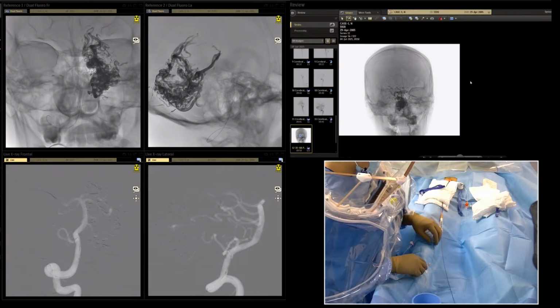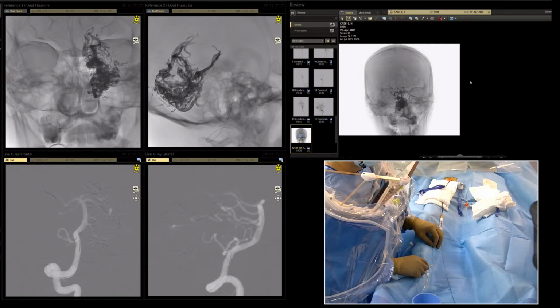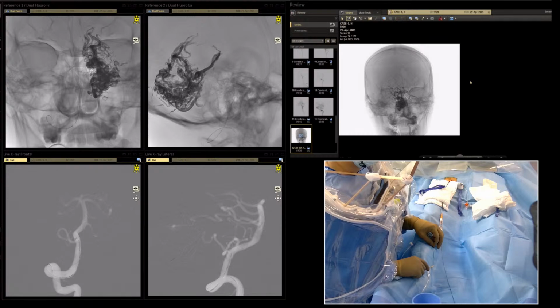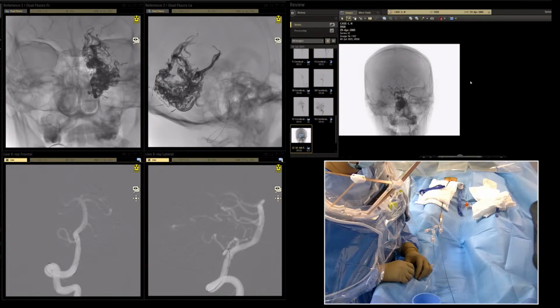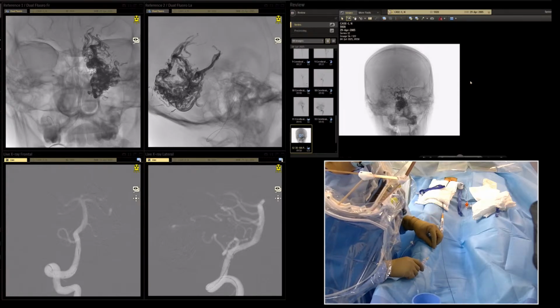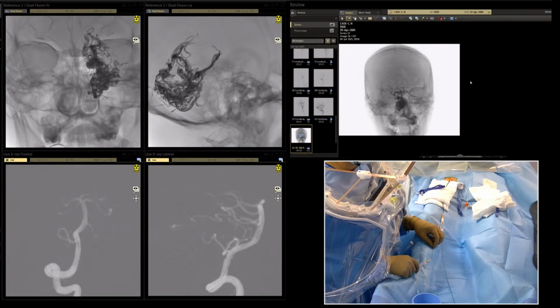Okay, maybe it will go. Let's try to go with the Hybrid. Okay. It's coming. It will take a little bit of time, but no problem. There is a small branch in the first segment, a non-visible small branch.